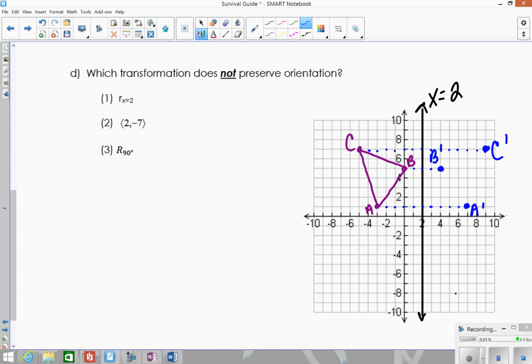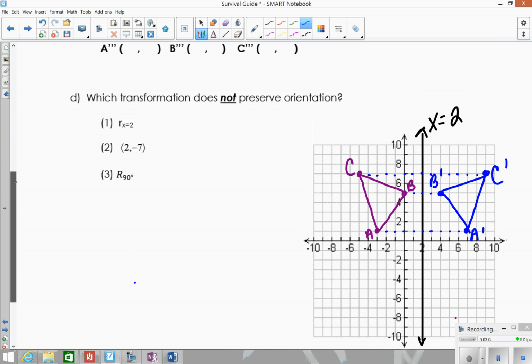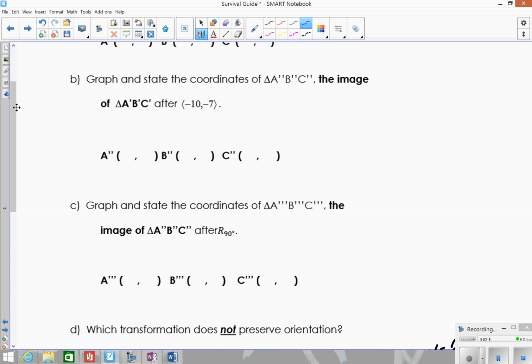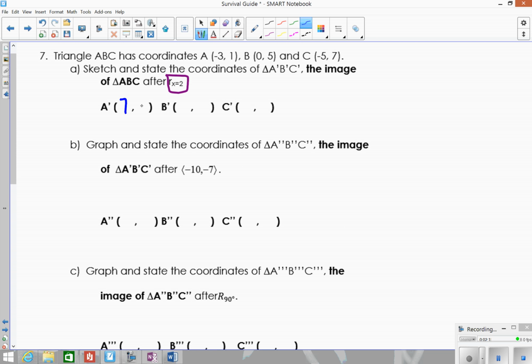So there's C prime. Here's my new triangle, and notice that the orientation of these triangles has changed, meaning the order of the letters. Here, ABC, I'm going to the left, where now I'm going to the right. So the orientation changed. I'm going to write the coordinates up top. A prime would be 7, 1, B prime was 4, 5, and C prime was 9, 7 after the reflection.